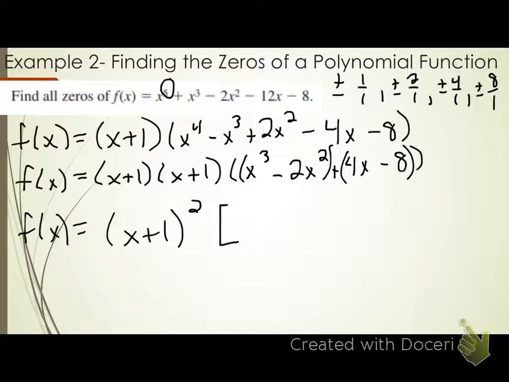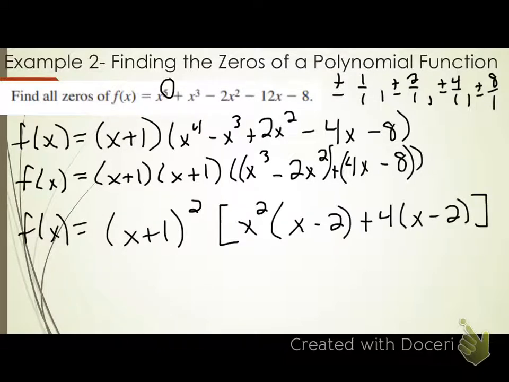So the GCF of x cubed and negative 2x squared would just be x squared. X squared times x would give me x cubed. X squared times negative 2 would give me negative 2x squared. The GCF of 4x and negative 8 would give me 4. 4 times x would give me 4x. 4 times negative 2 would give me negative 8.